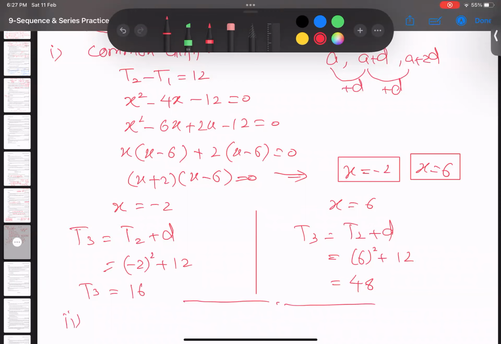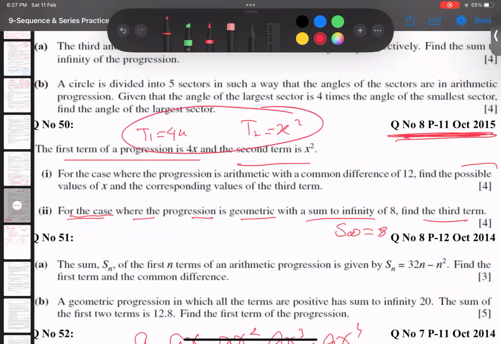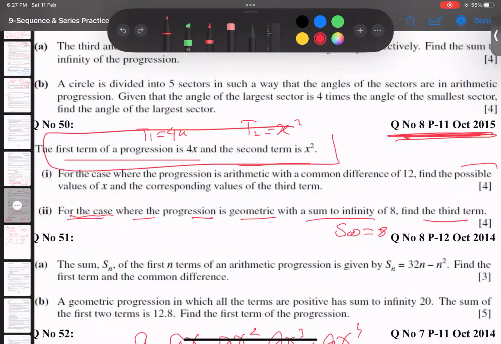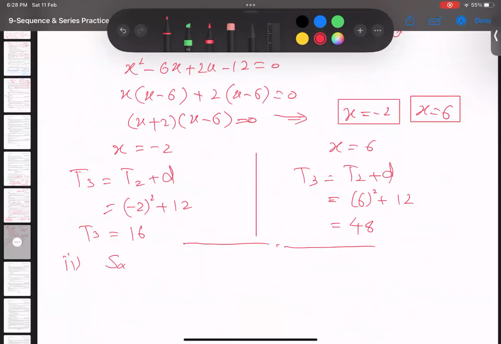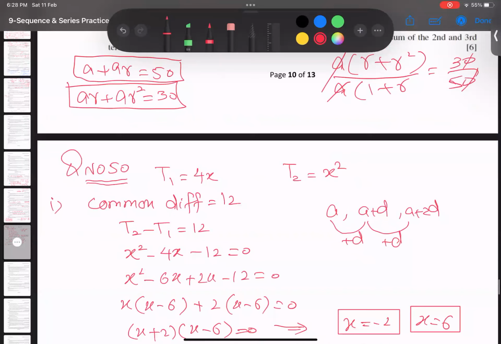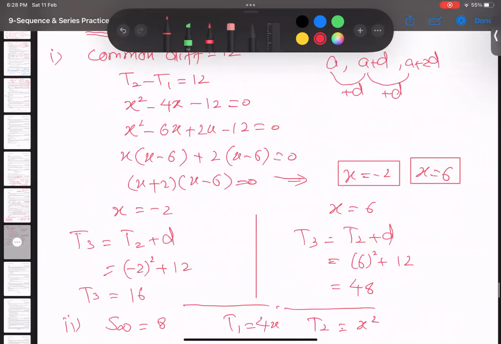Part number 2 asks, for each case where the progression is geometric with sum to infinity equal to 8, find the third term. Let's apply the same data, because this is the common title of both parts. So the sum to infinity is 8, whereas t1 is 4x and t2 is x squared.